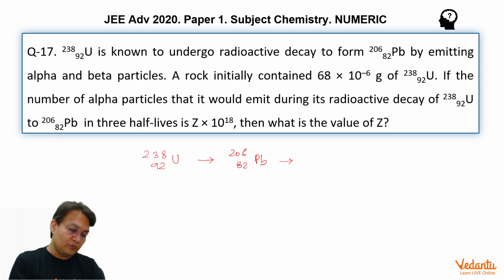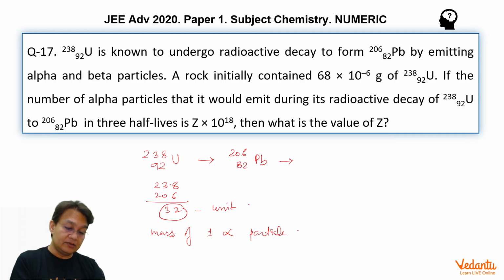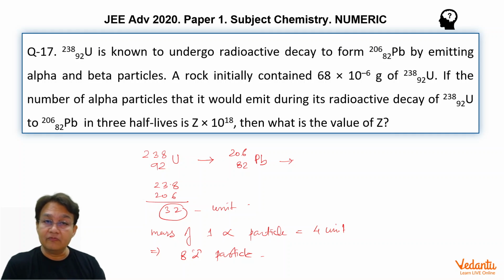To calculate that, we'll have to find the difference in mass number, and as you can see, 238 minus 206, that is the difference in mass, is equal to 32. That means 32 units. Now, the mass of one alpha particle is equal to 4 units. So this gives us 8 alpha particles, which means that uranium-238 will emit 8 alpha particles while it is converting to lead-206.